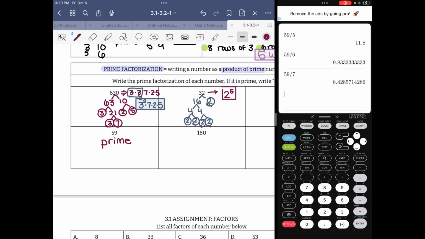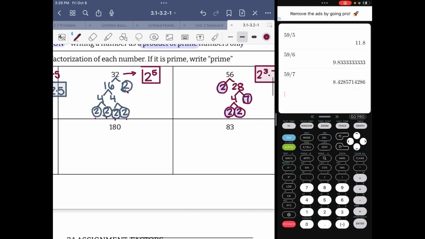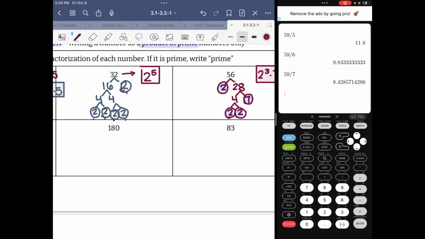Never should the number 1 show up in a prime factorization tree. Okay, you might have called these factor trees, but it's called prime factorizing because you're factoring it all the way down until you get only prime numbers. Okay, I want you guys to try 180 and 83 on your own. We'll go over the answer, and then you guys will have the rest of class for homework time.